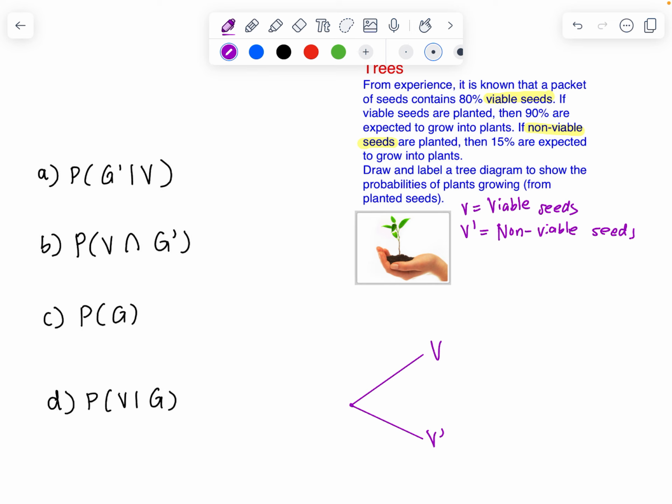And so now that we have that, we want to write the probability. So here it says it contains 80% viable seeds. So in decimal, that will be 0.8. Non-viable seeds, well, it doesn't say the probability, but we already know because it's the opposite of 80%, which means I want to do 100% minus 80%, right? So 100% minus 80% is 20%. 0.2.